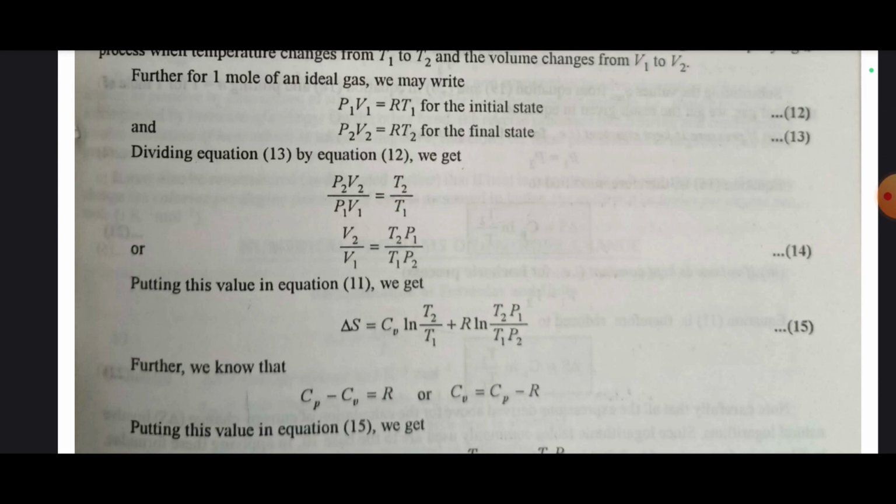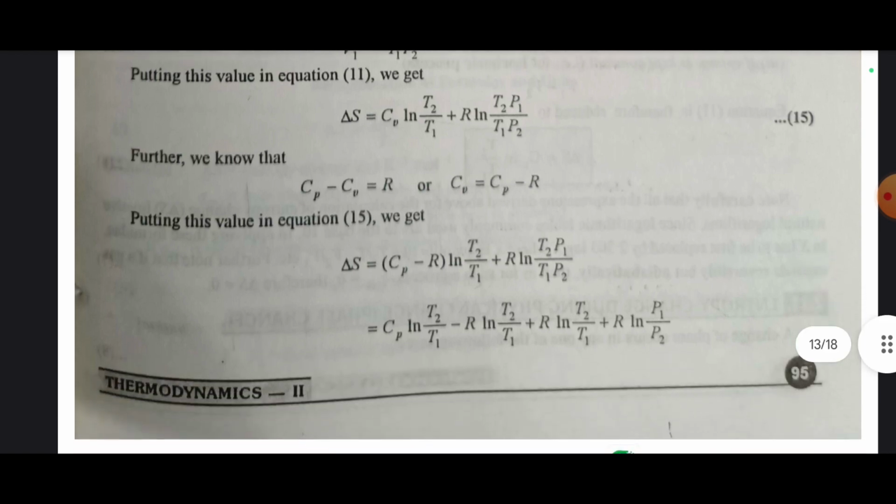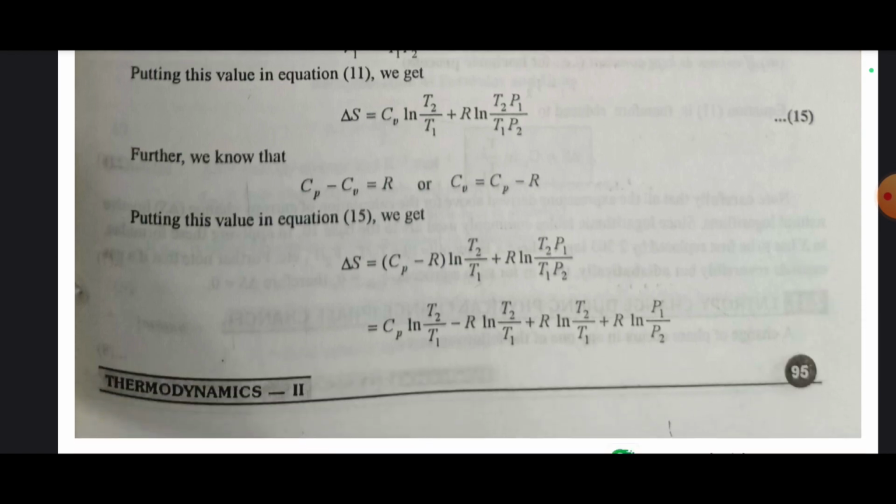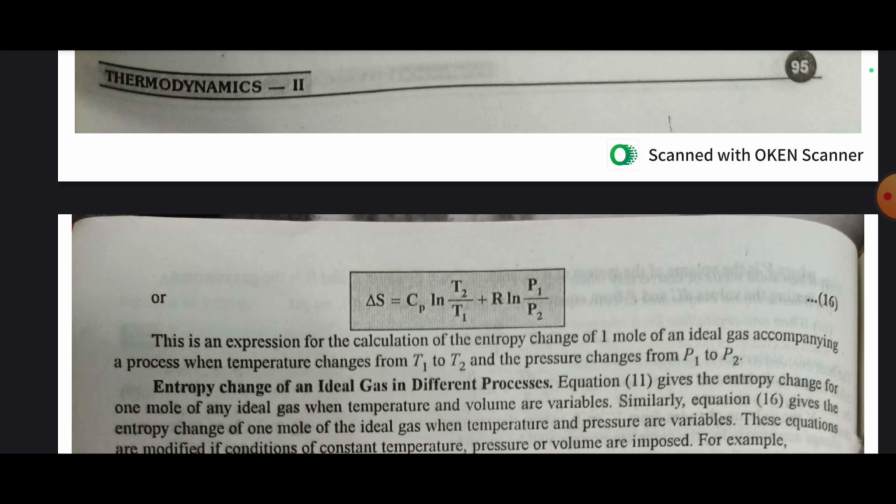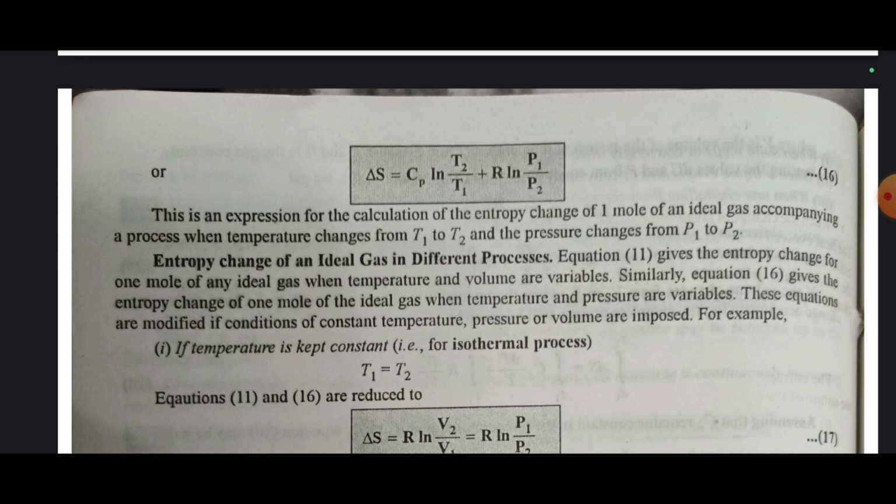Further, we note Cp minus Cv is equal to R. So putting this value in equation 15, we get ΔS is equal to Cp into ln of T2 by T1 minus R into ln of T2 by T1 plus R into ln of T2 by T1 plus R into ln of P1 by P2. So ΔS is equal to Cp into ln of T2 by T1 plus R into ln of P1 by P2, which is equation 16. This is an expression for the calculation of the entropy change of 1 mole of an ideal gas accompanying a process when temperature changes from T1 to T2 and pressure changes from P1 to P2.